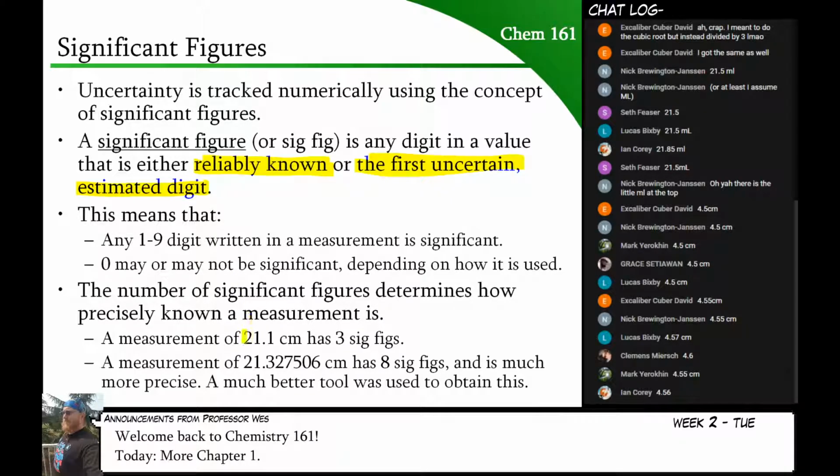So if I write down this right here, 21.1, that's not a very good measurement. That means the tool that I was using was kind of rudimentary. But if I were to write down this measurement, I used a much better tool than just a wooden ruler to get that number.